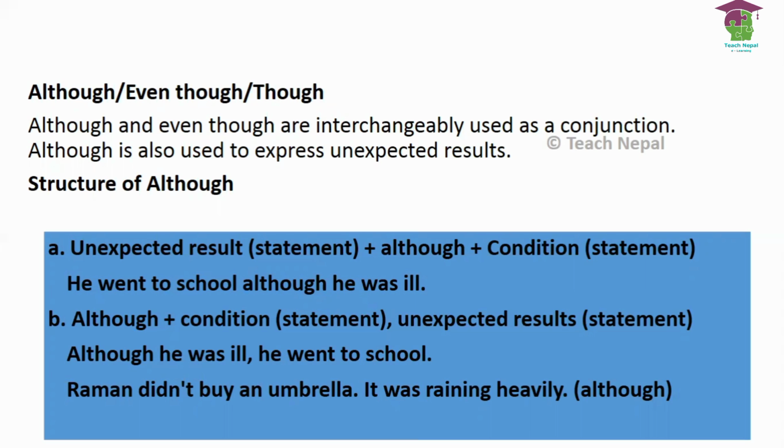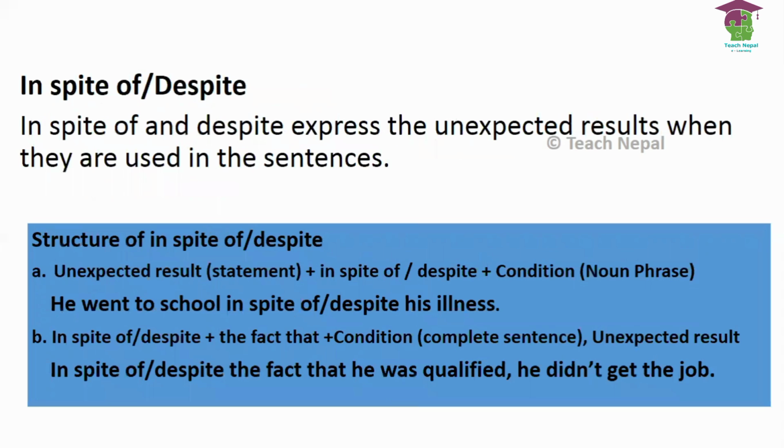In this way you can use although. Although he was ill he went to school means he went to school despite being ill. In spite of and despite also convey 'even while this is so'. We use a complete sentence with although, but with in spite of or despite we do not use a complete sentence. But with in spite of the fact that or despite the fact that we use a complete sentence. For example, he went to school in spite of his illness. Another: in spite of the fact that he was qualified he did not get the job, right.